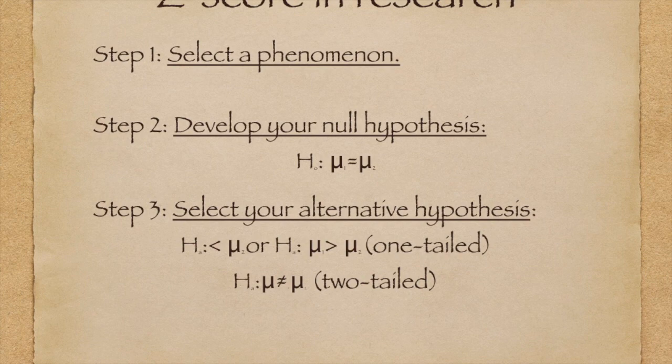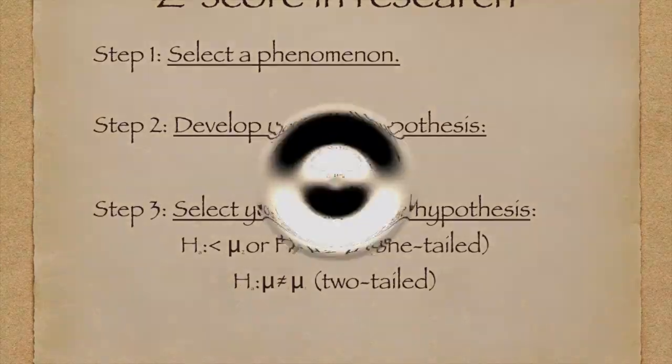Next, you establish the alternative hypothesis, or the HA. If you were doing a one-tailed test, you would say that the HA is mu 1 is greater or less than mu 2. If you want to find a difference on either side, you conduct a two-tailed test and state that the HA is that mu 1 is not equal to mu 2.